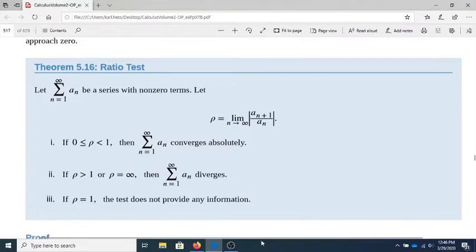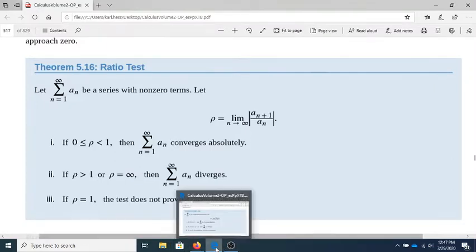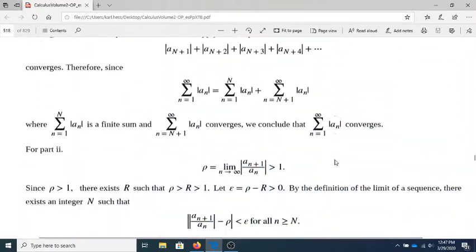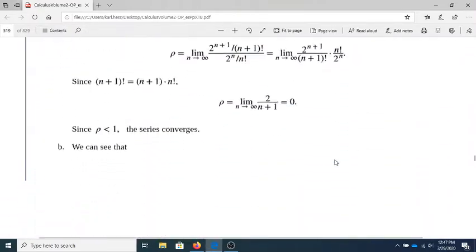Alright, let's look at an example from the book. We'll start with number 317 from the book. Let's roll down and see what the instructions have to say about that.